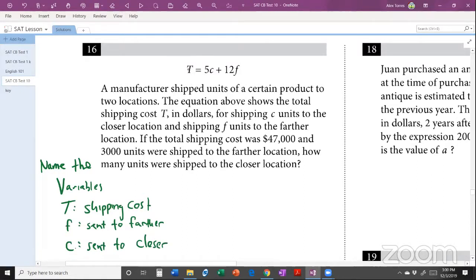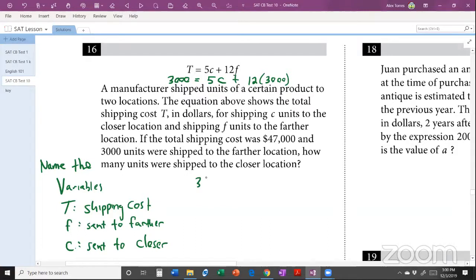So they're giving us the formula, and the total cost is 3,000. So that's T is 3,000. 3,000 were sent to the further location. So F is 3,000. And 5C we still have there. So we plugged in for T, we plugged in for F, and now we need to solve for C.